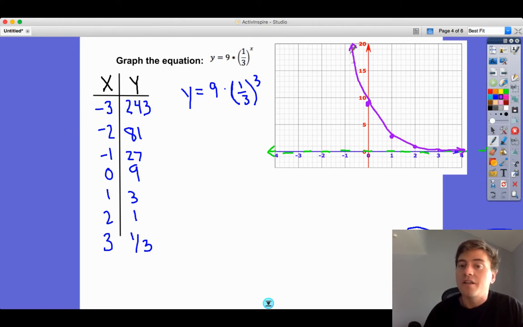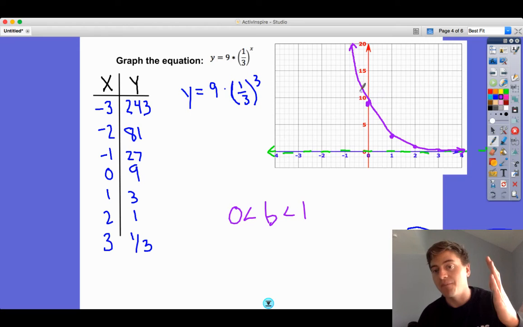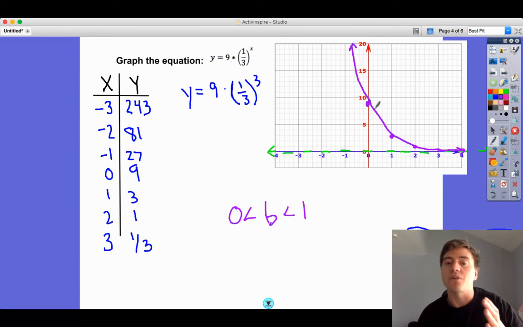plot the ones that you know, take the curve like this. We know that since b is between 0 and 1, this is going to be a decreasing curve. It's going to be a decreasing curve because we're multiplying by 1/3. That's the same as dividing each time. So as we go, we're dividing by 3 each time here. And as we go this way, we're multiplying by 3. That's why it ends up heading off this way, but going down towards the asymptote as we move right.